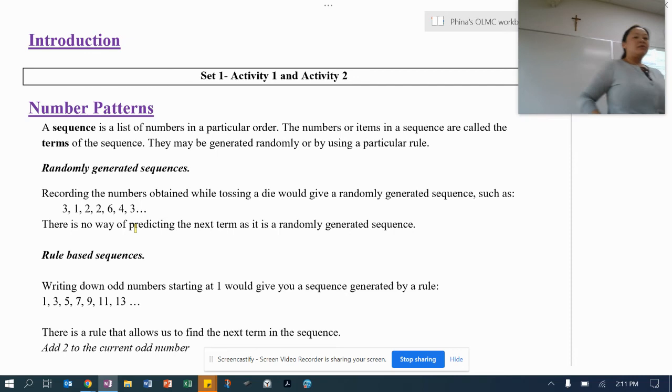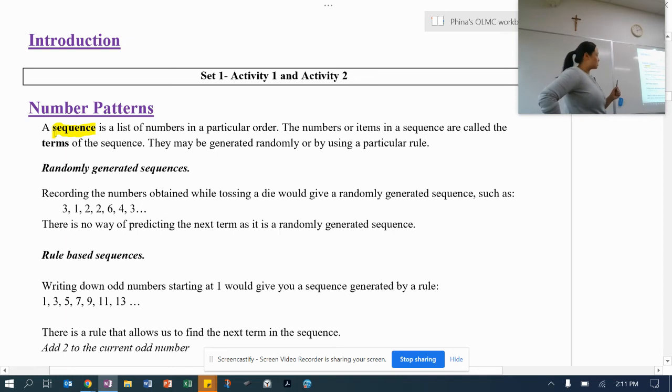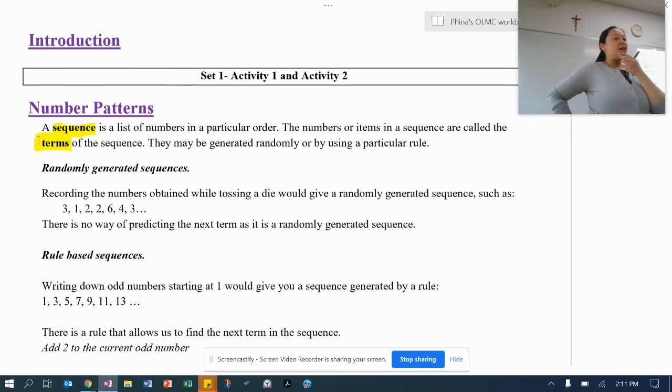Okay, so key words here. We've got a sequence. You can highlight what I highlight. It is a list of numbers in a particular order. We were coming up with different number sequences yesterday. The numbers or items in a sequence are called the terms of a sequence. Remember yesterday I showed you T1 is the first term, T2 is the second term, and so on and so forth. Now they can be random or we can use a rule.